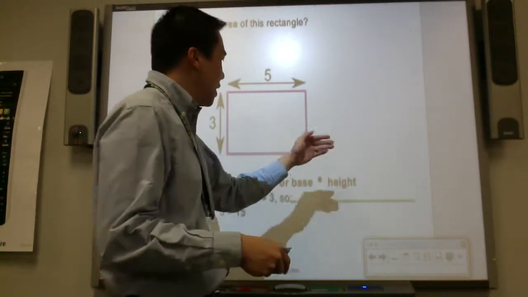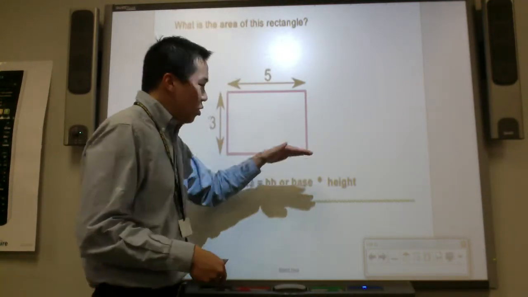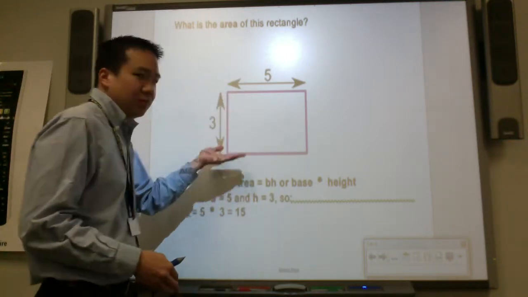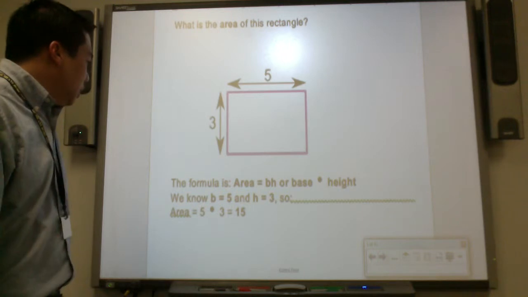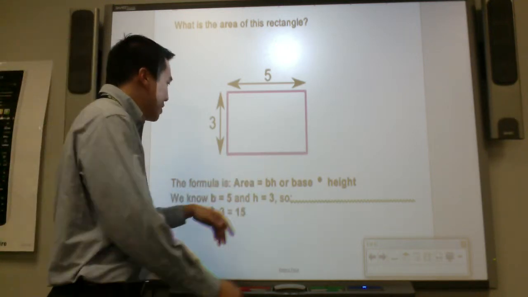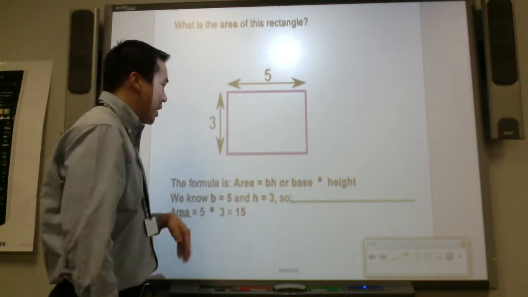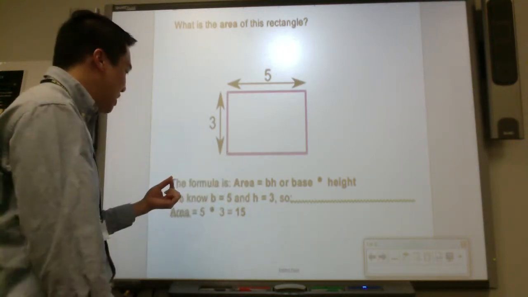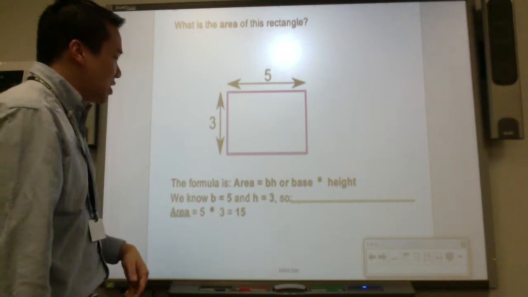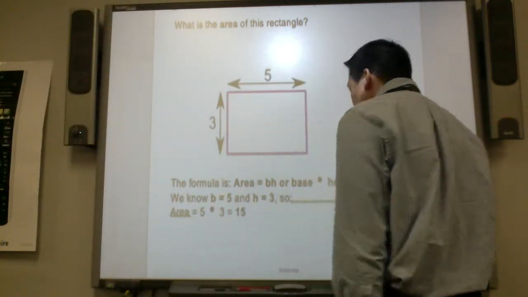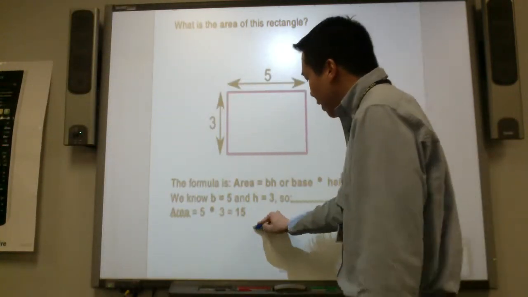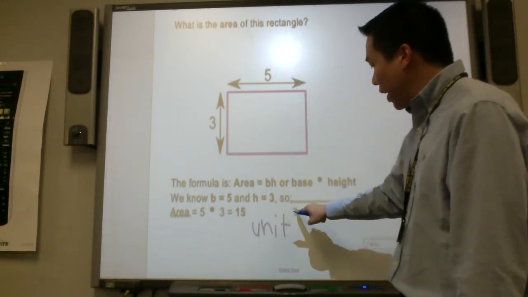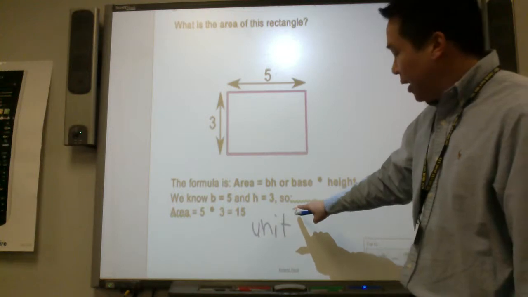So base is the bottom side. Height is how high it is. So, for example, in this one, if you flip it around, 5 is the base and the height is 3. So you multiply the two numbers, 5 by 3 is 15. So the area is 15 units squared. And it's always represented with a little squared, to the power of 2.